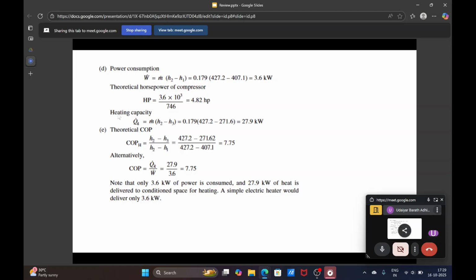And then the heating capacity is m dot into H2 minus H3. So that comes out to be 27.9 kilowatt. The theoretical COP is H2 minus H3, which is the heating capacity, divided by H2 minus H1, which is the specific work done. So that gives you a COP of 7.75. The other way around, we can substitute the values which you have found out: 27.9 divided by 3.6 is 7.75.